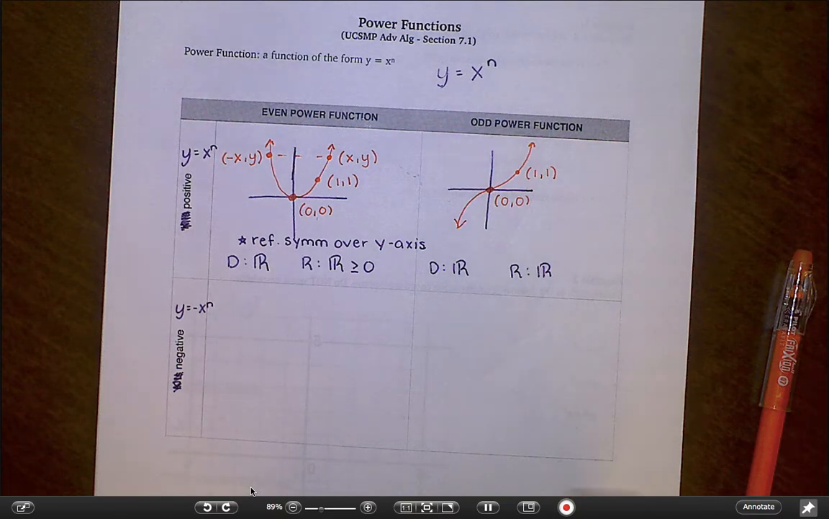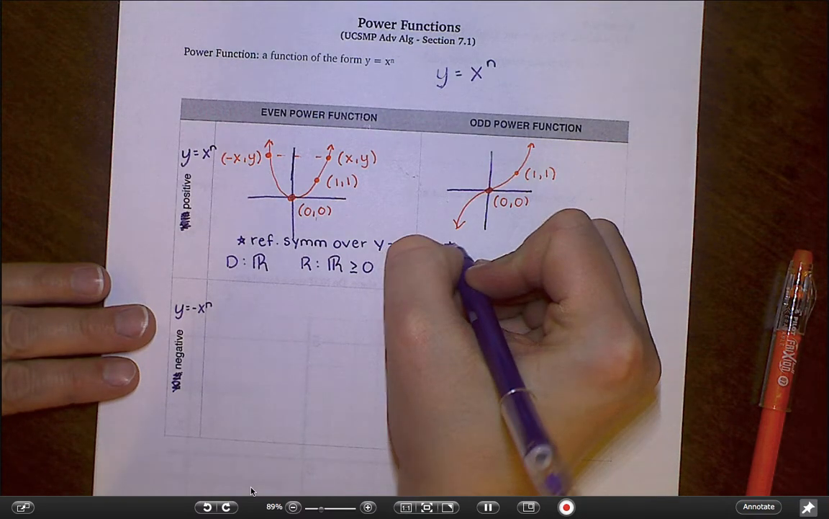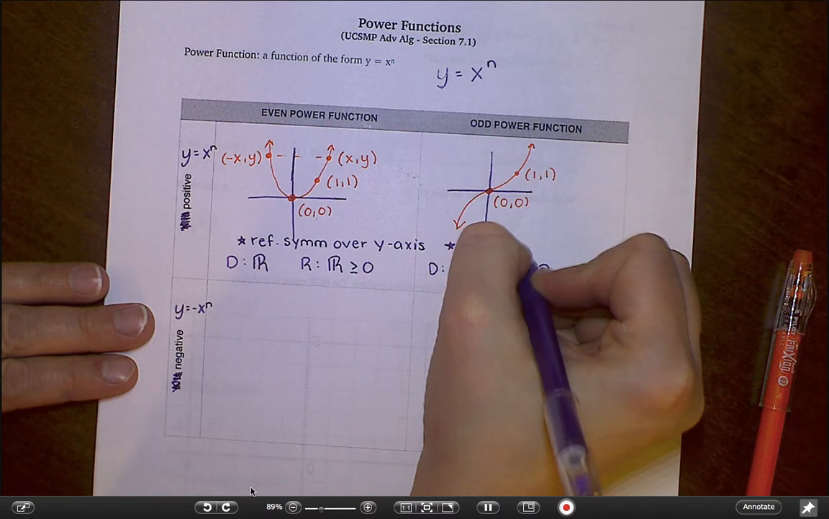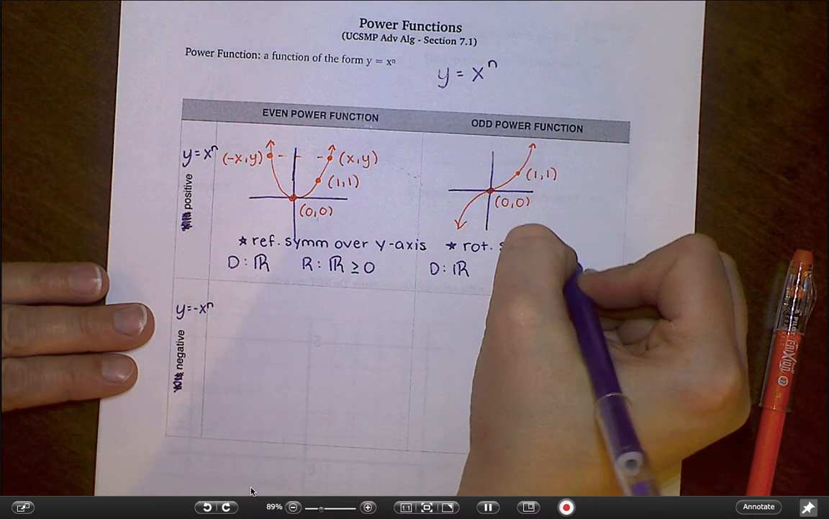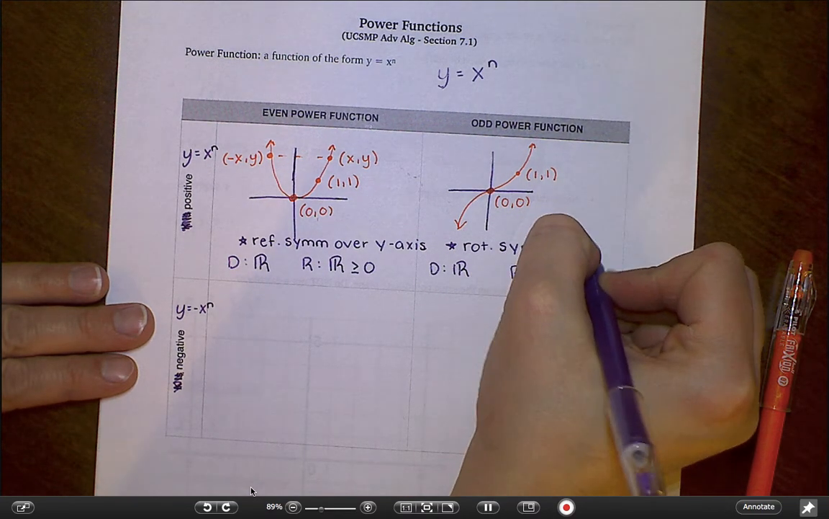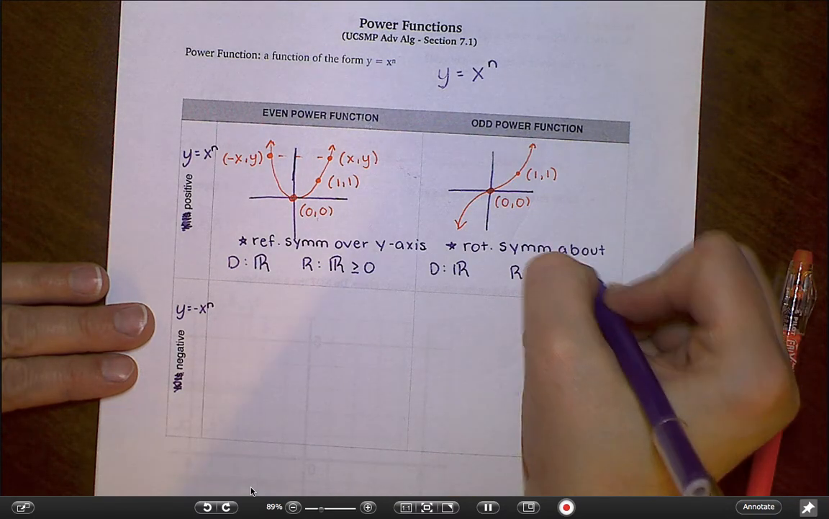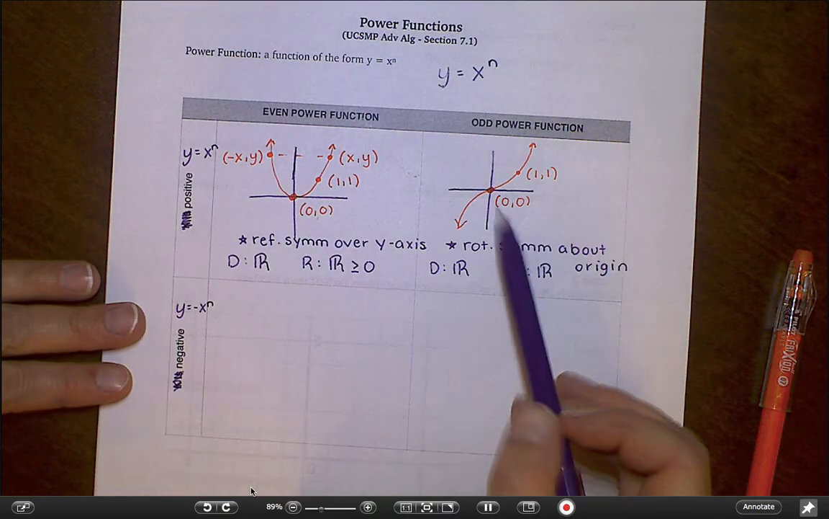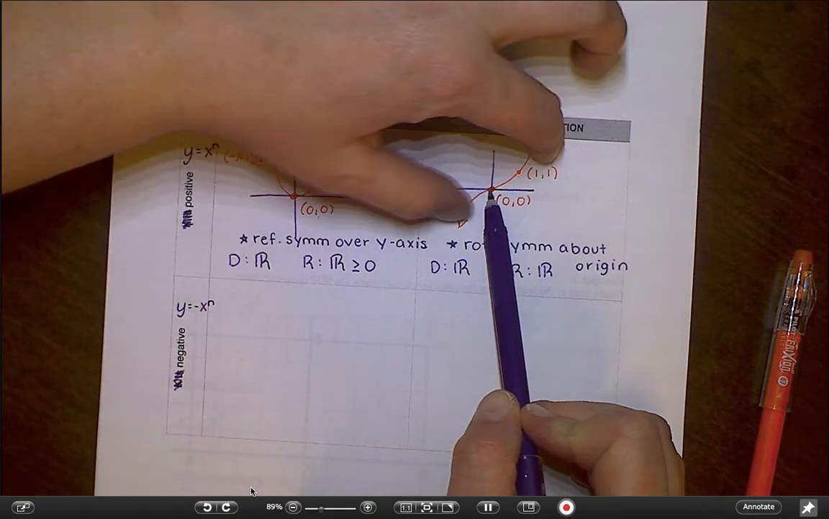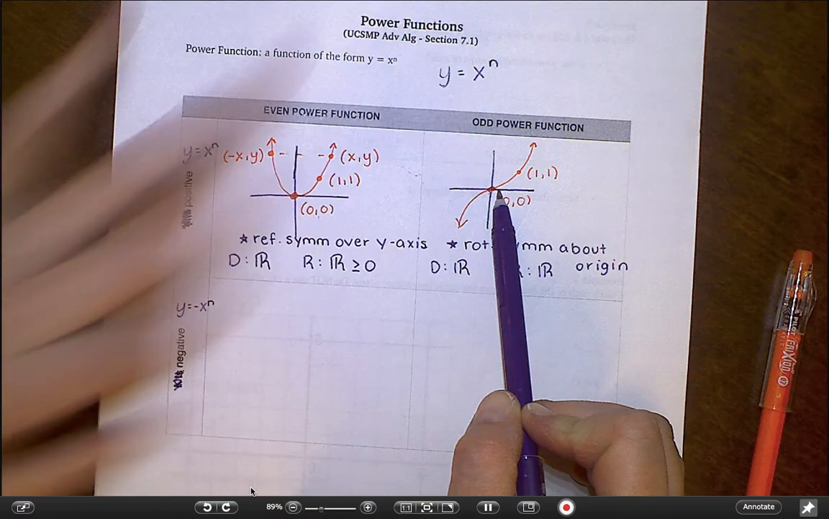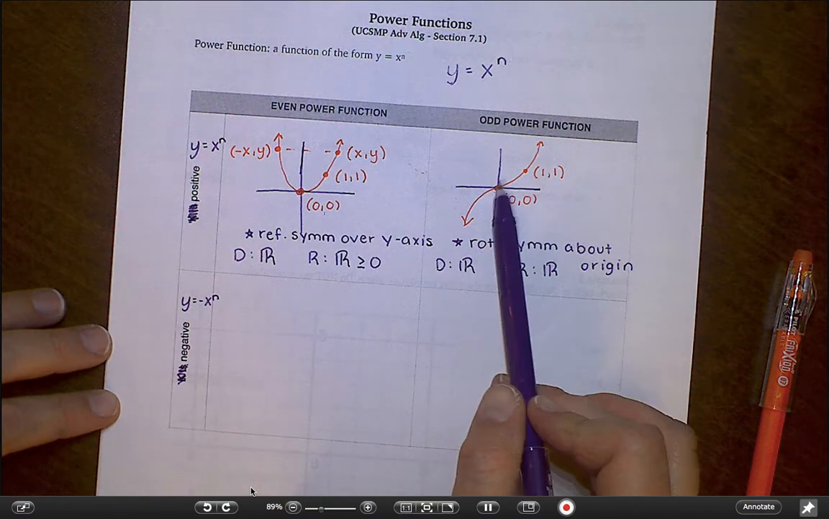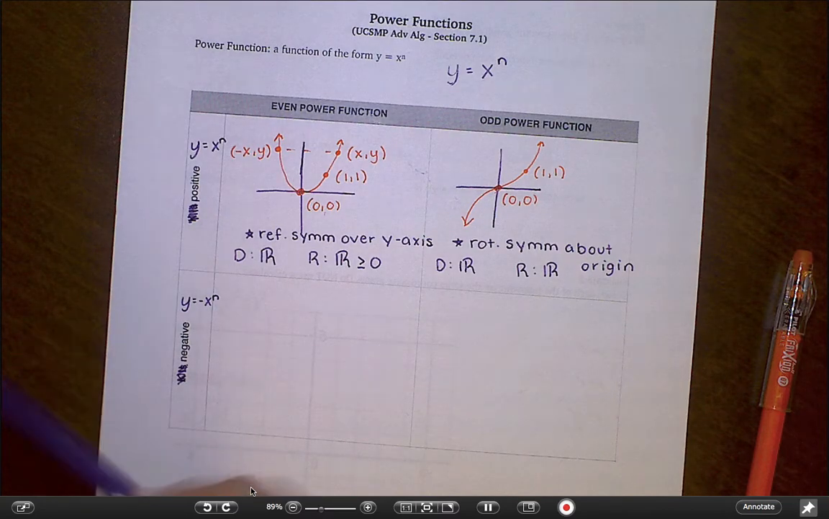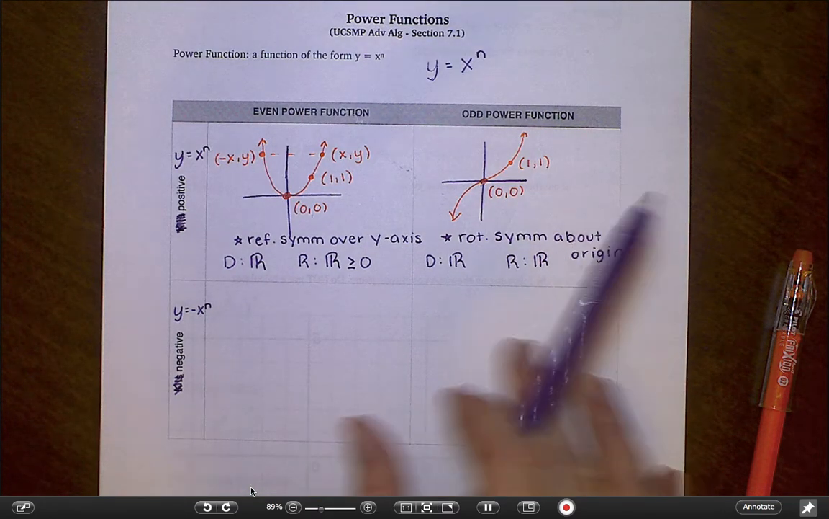This one does not have reflection symmetry, but it has what's called rotational symmetry about the origin, or around the origin. And what that means is if I put my pen down on the center of this graph here and I spin this thing 180 degrees, this part of the graph would end up down here. So it can spin and land back on top of itself. That's what it means to have rotational symmetry.